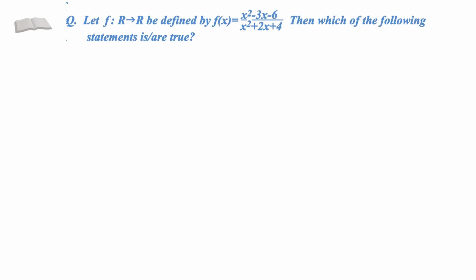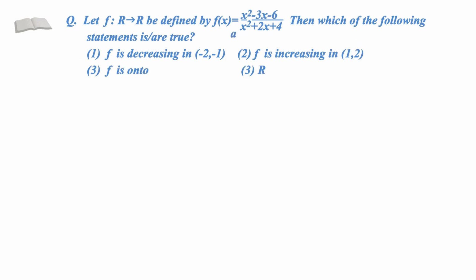Let the function f from R to R be defined by f of x equal to (x squared minus 3x minus 6) divided by (x squared plus 2x plus 4). Then which of the following statements are true?